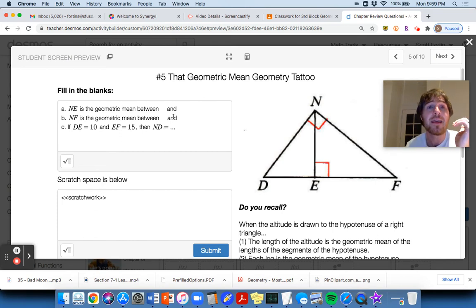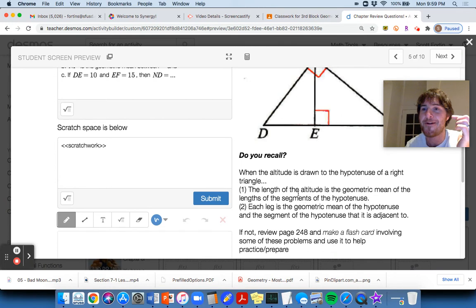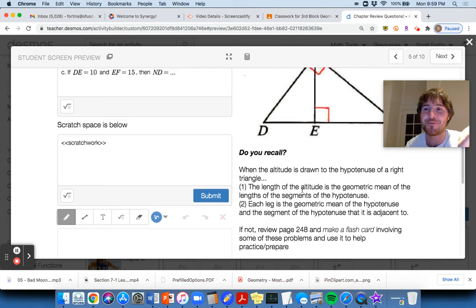All right, here we go. NE is the geometric mean. So this is sort of testing: do you remember this theorem here? Well, this is the altitude drawn to the hypotenuse of a right triangle. Oh, do you recall these theorems? I'm not going to read through them because I know them here.